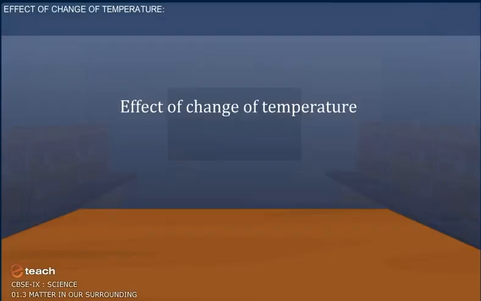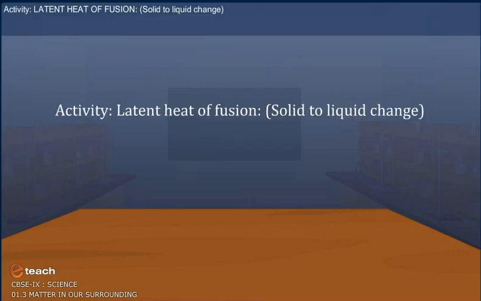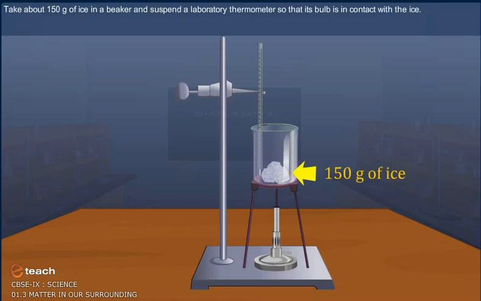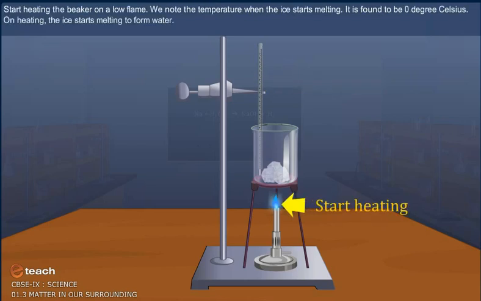Effect of change of temperature. Activity. Latent heat of fusion. Solid to liquid change. Take about 150 gram of ice in a beaker and suspend a laboratory thermometer so that its bulb is in contact with the ice. Start heating the beaker on a low flame.